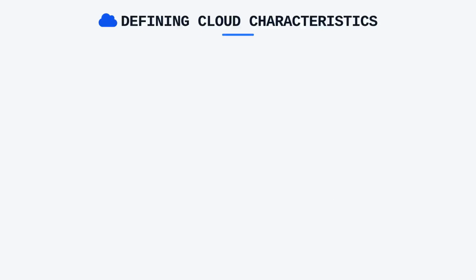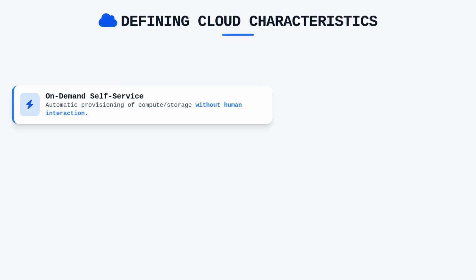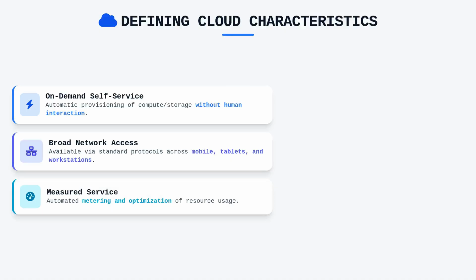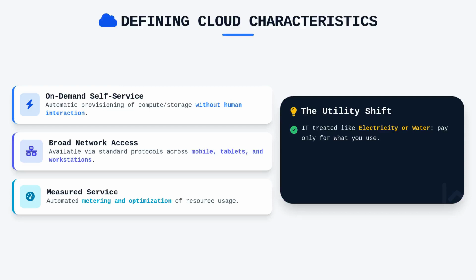Clouds are also defined by specific traits such as on-demand self-service, broad network access, and measured resource usage. On-demand capabilities allow users to provision compute or storage resources automatically without human interaction with the provider. Broad network access ensures these services are available over standard protocols through diverse client platforms like mobile devices or workstations. Measured service implies that the system automatically controls and optimizes resource use by leveraging a metering capability appropriate to the type of service. These characteristics allow organizations to treat IT resources as utilities, much like the electricity or water grid that powers our homes and businesses.